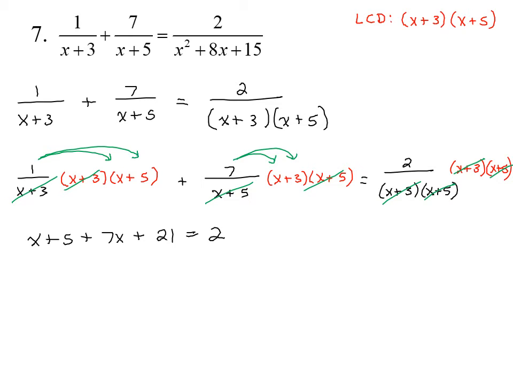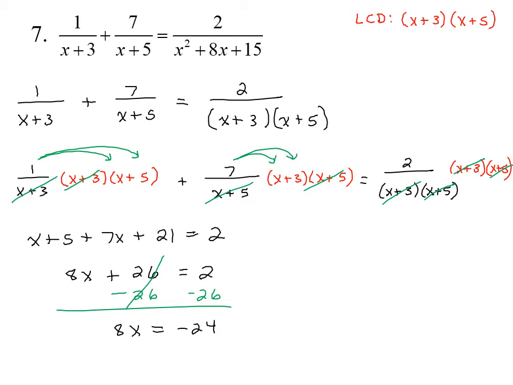There is no x squared here, so we're just going to try to isolate the x's. So 7 and 1 give me 8x, and 5 and 21 give me 26, equals 2. Subtract the 26 from both sides. So I'll get that 8x is negative 24. And we'll divide by 8 on both sides. And so it looks like x equals negative 3.